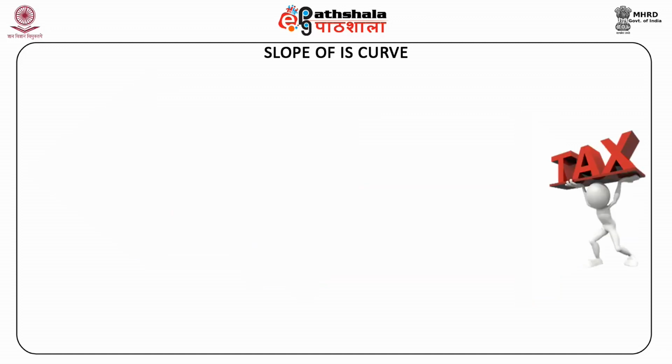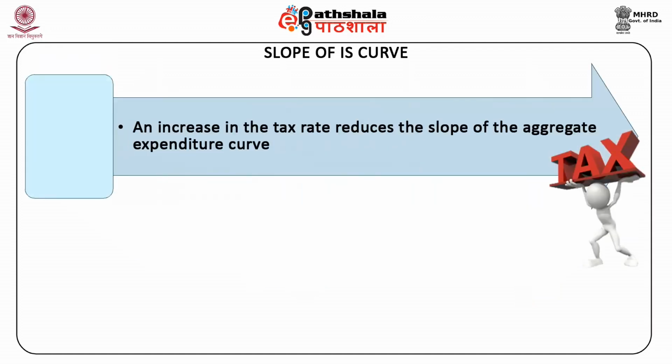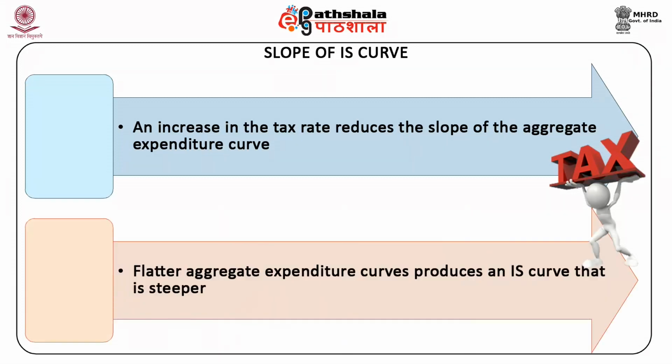Moving on to the tax rate. An increase in the tax rate reduces the slope of the aggregate expenditure curve by lowering the size of the multiplier. The flatter aggregate expenditure curve produces an IS curve that is steeper.